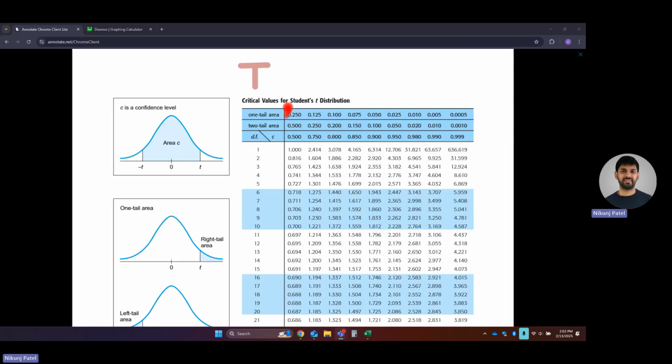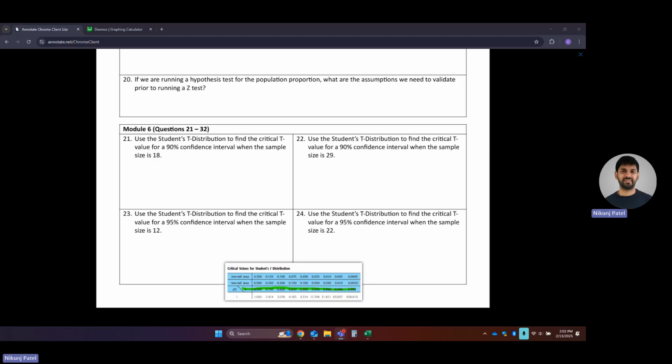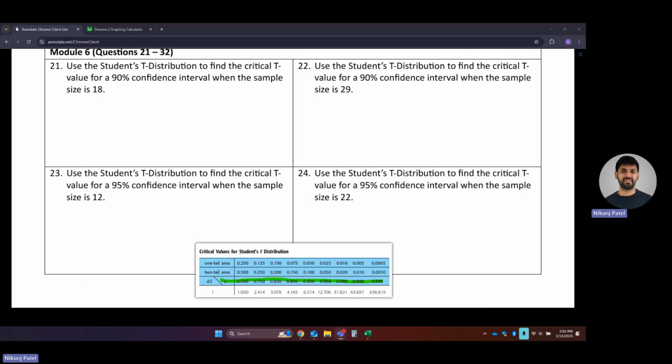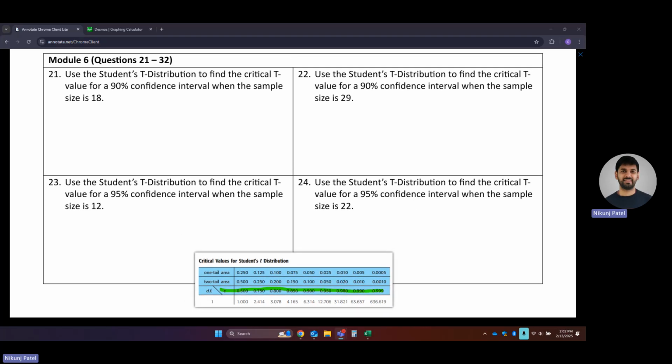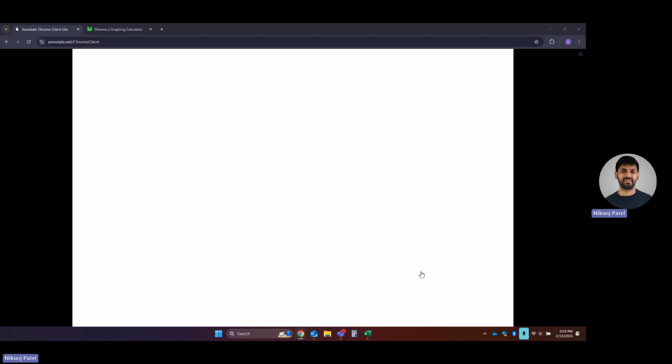So Module 6 was talking about the student's t-distribution, which in your packet, you have the page that has the formula chart or the table of values for the student's t-distribution. And so this is what we use primarily in Module 6. So in this part of the review, I'm going to be talking about how to use that formula chart. So numbers 21 through 24 are questions where you have to determine what's called a critical t-value. And I've included a little snippet down here which shows the top of that formula chart, because the top is really an important spot to make sure that you find the right value.